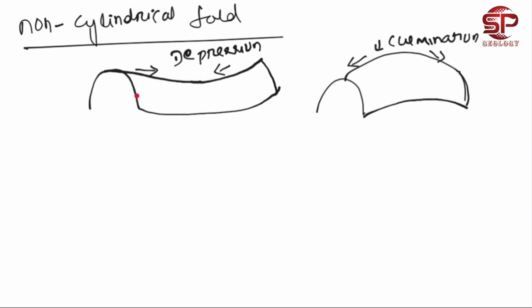So this is an antiform. That was antiform. If you draw the outflow pattern of the plunging pattern of an antiform, the direction in which it is plunging, the outflow will close in that direction.